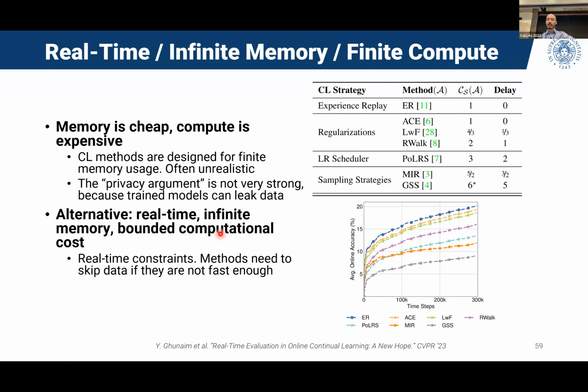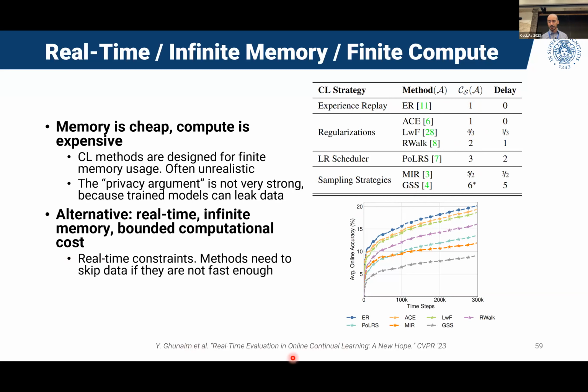So some methods are continual learning methods, but are quite expensive to train in practice. The idea when you have a real-time constraint is that if your method is not fast enough, then you need to skip data. Like you can see here, experience replay, let's say, has a coefficient of 1, and a strategy like GSS may have a coefficient of 6 because you need multiple forward and backward passes for each step. So basically, GSS is going to skip 5 samples. It's going to see 1 every 6 samples.